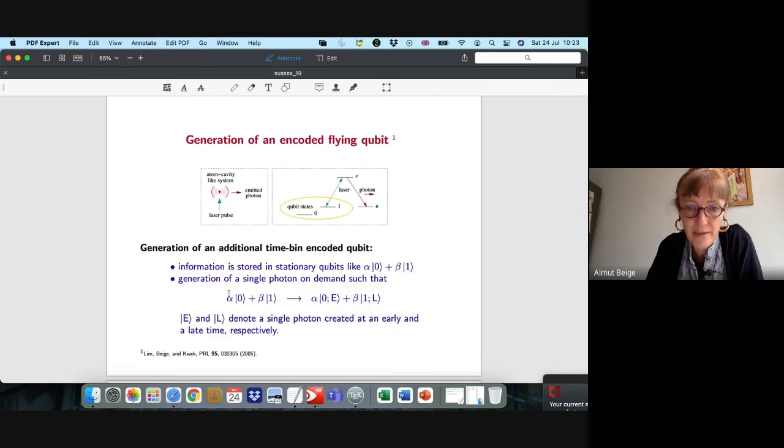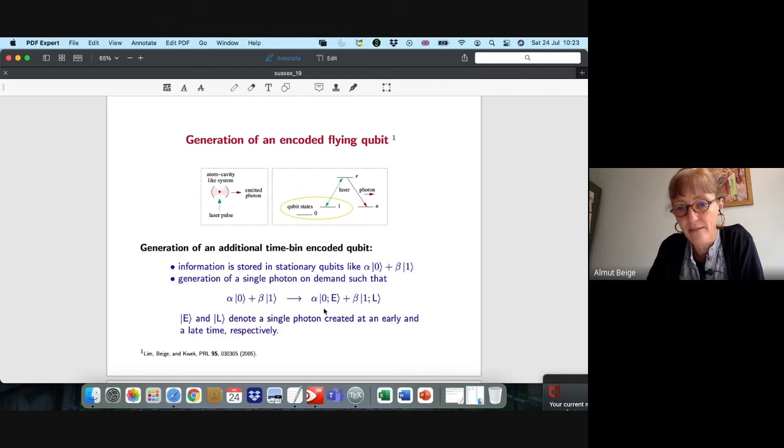So, for example, if your atom is in 0, you create a photon at an early time. If your atom is initially in 1, then you create a photon a short time later, and in this way you have the information that was initially only in the atom.